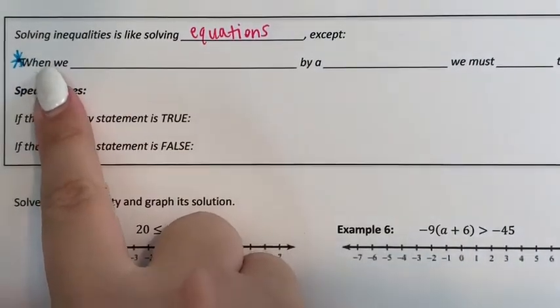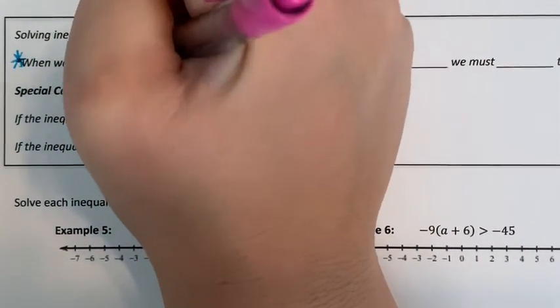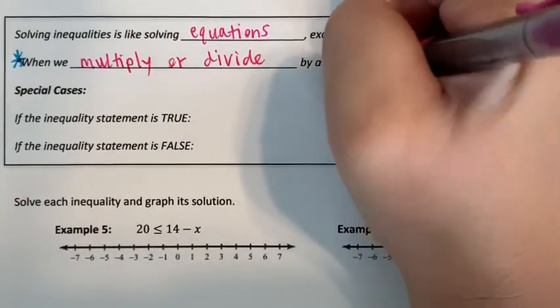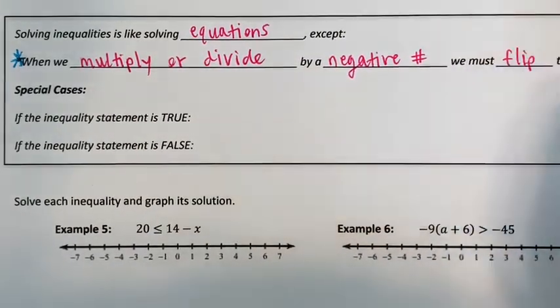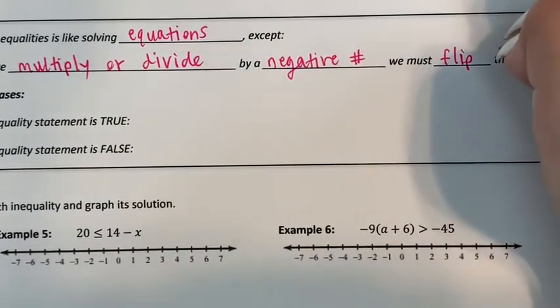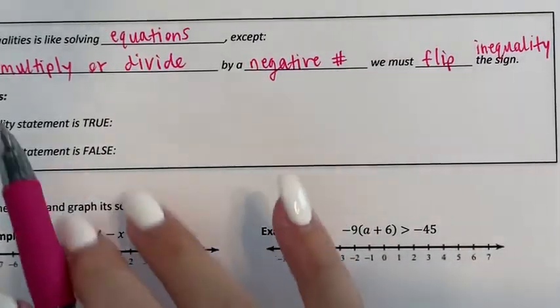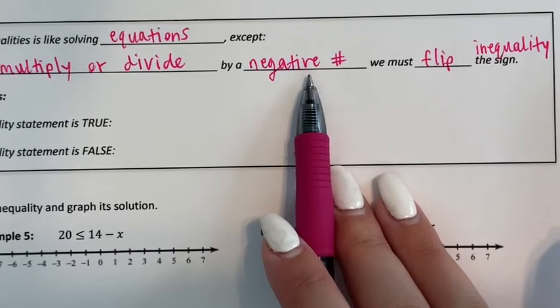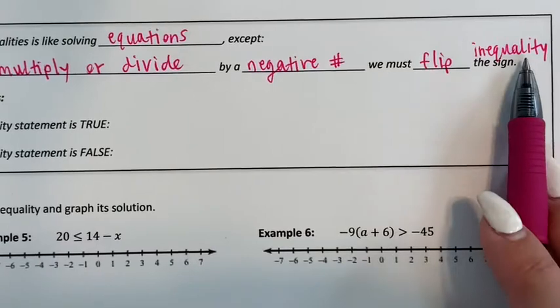Make sure you emphasize this, that whenever we multiply or divide by a negative number, we must flip the inequality sign. So whenever we multiply or divide by a negative number, like if we times by -8, or we times by -2, or we divide by -1, then we have to flip our inequality sign.